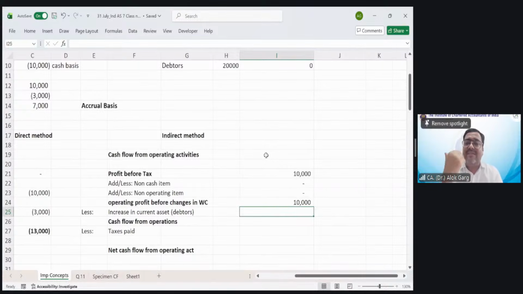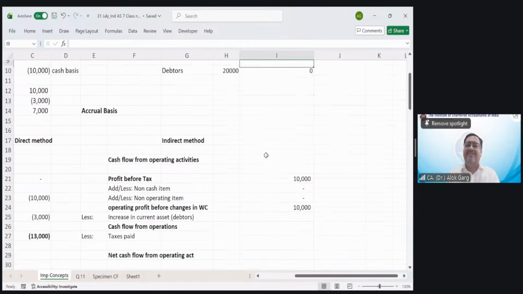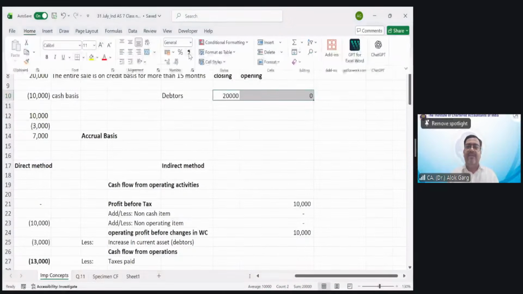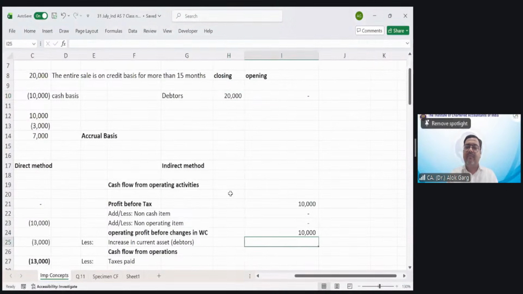Friends, in this case, my debtor has been increased from last year. In the opening it was 0. In the closing it is 20,000 crores. Friends, what is the adjustment of this debtor? Please tell me. What will be the adjustment of this debtor? Whether I will add or I will less.